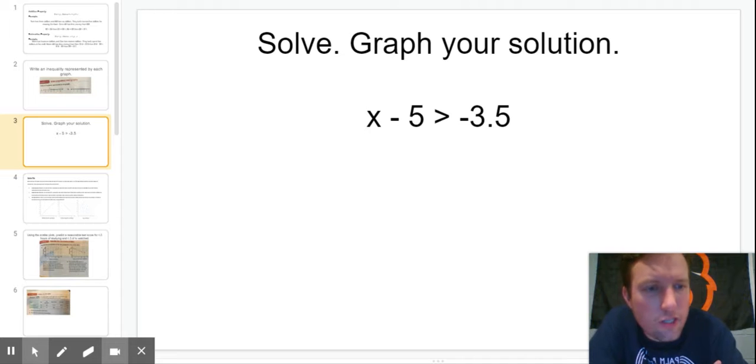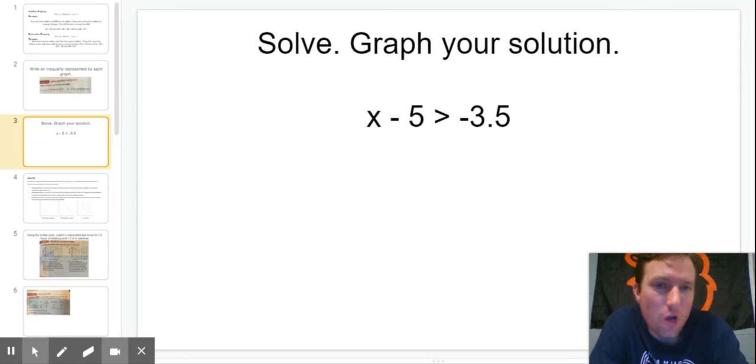Welcome back. Yesterday we had an introductory lesson about inequalities. We talked about the addition property of inequalities, subtraction property of inequalities, and we even graphed some inequalities. Today, we're going to be solving some inequalities using both addition and subtraction.